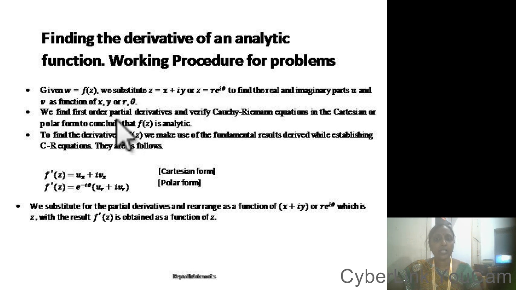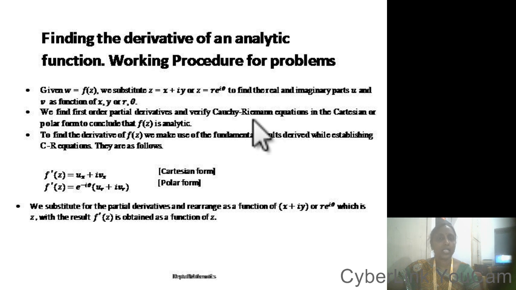And the second step is, after separating u and v, we have to find the first order partial derivatives. Say for example, if we got u and v in terms of x and y, then we have to find first order partial derivatives dou u by dou x and dou u by dou y. Similarly, for v with respect to x and y, that is dou v by dou x and dou v by dou y.